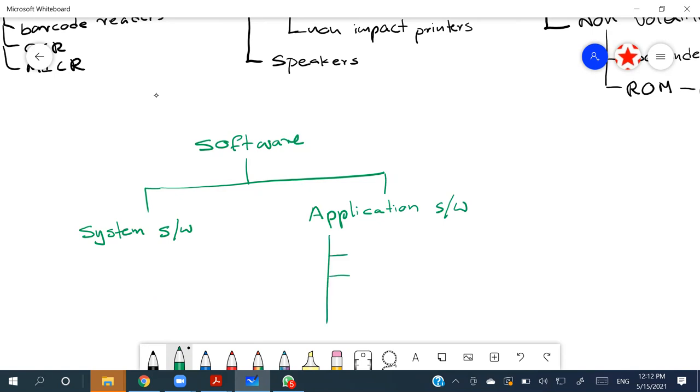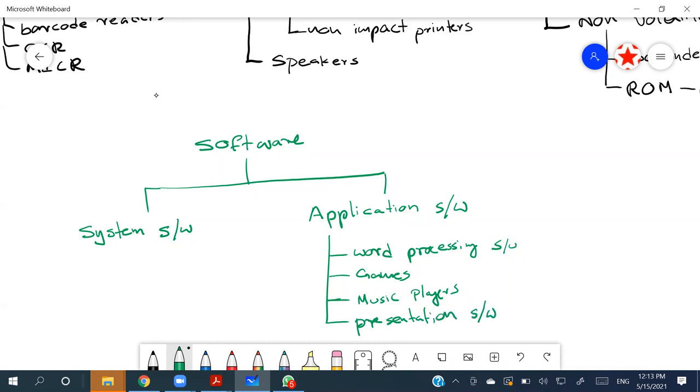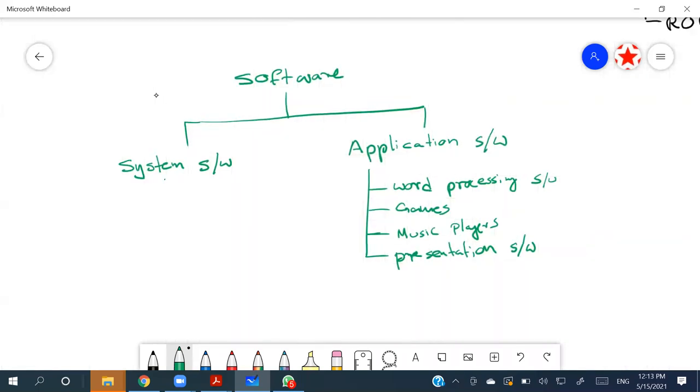Application software has many examples, like word processing software, games, music players, presentation software. There are many. And system software is divided into three parts. First is the operating systems. And utility software.